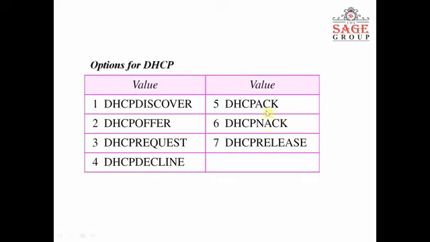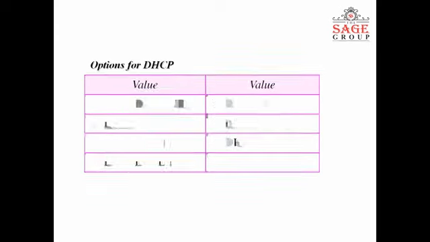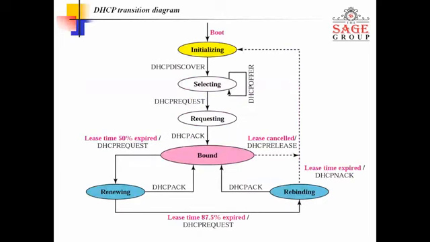DHCP ACK, known as DHCP acknowledgement. It acknowledges the value that the server or the client sends. DHCP NACK, known as negative acknowledgement. It means some other information is sent and no packet will be sent. After that, DHCP release. DHCP release is performed if the client wants to release the IP address.